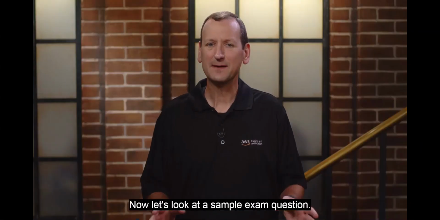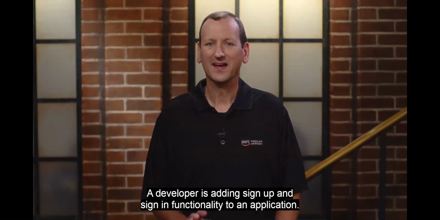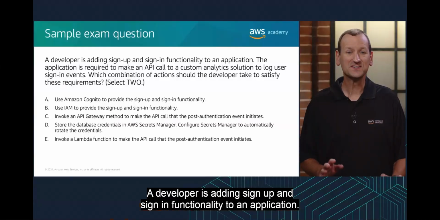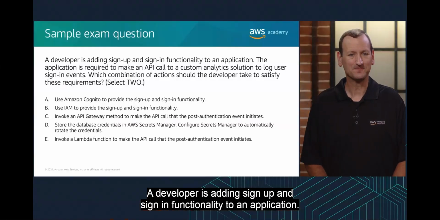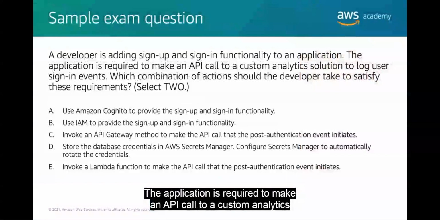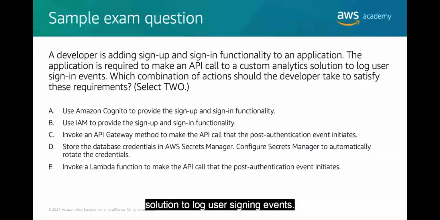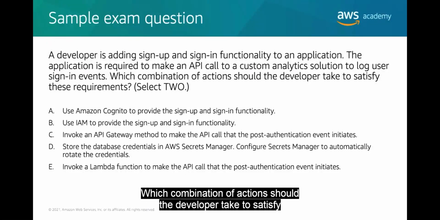Now let's look at a sample exam question. A developer is adding sign-up and sign-in functionality to an application. The application is required to make an API call to a custom analytics solution to log user sign-in events. Which combination of actions should the developer take to satisfy these requirements?